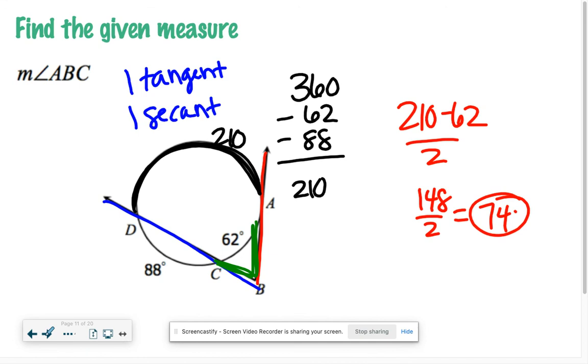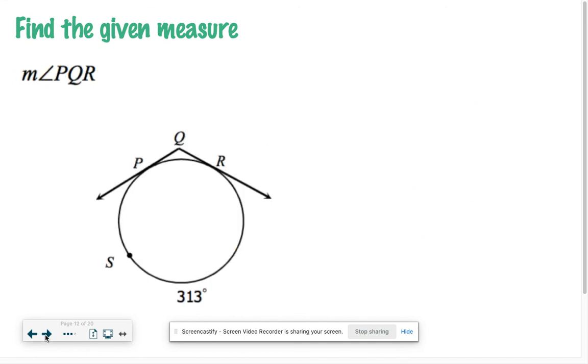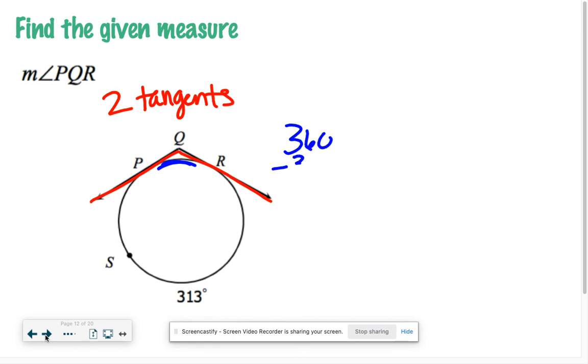And then finally, folks, our last example here. If we look and notice, we have two tangent lines. Process is the same. It's just nice to identify those things. And we are looking for the measurement angle PQR. So, yikes. We need to find out what that little arc measure is. So 360 minus 313 gives us 47. All right, now we're in business. We got everything we need.